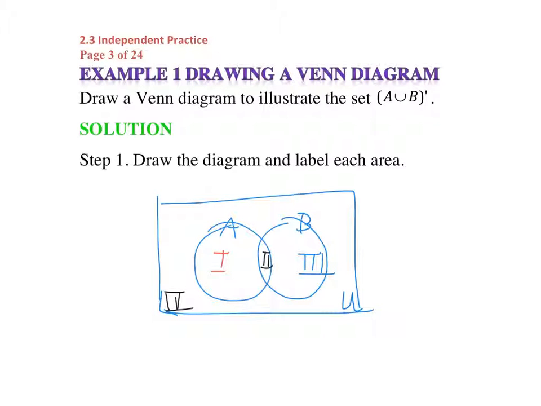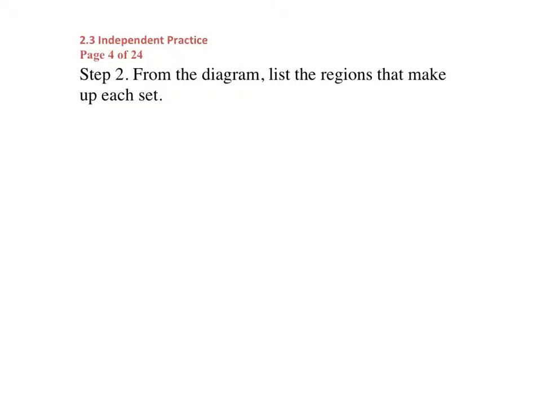Okay. Now, let's look at the second step. How do we list it in list format? So we said the universal set, obviously, is the one that has everybody. So that must have region 1, region 2, region 3, and region 4. If you look back on your Venn diagram, you should see all 4.